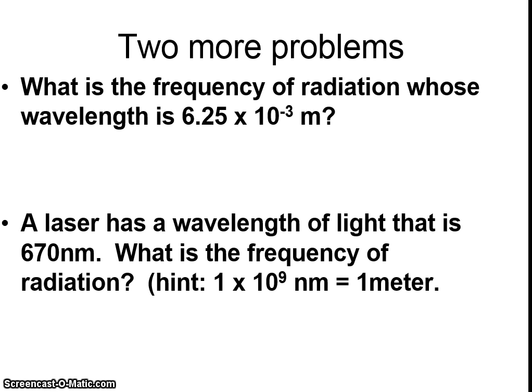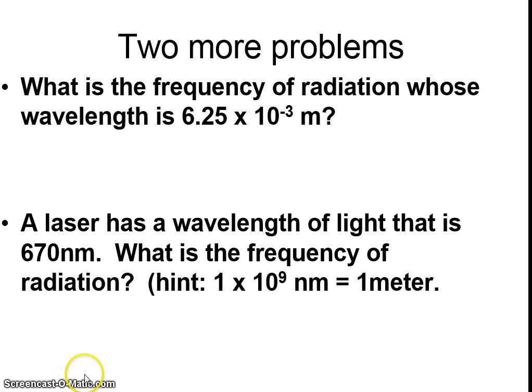Okay, the second problem I'm not going to work out. We did it in class, but in this case they're asking for the frequency, they're giving you the wavelength. You're going to do the same thing you did before. It's basically going to be 3 times 10 to the 8th divided by 6.25 times 10 to the negative 3rd, and that's going to give you your answer.